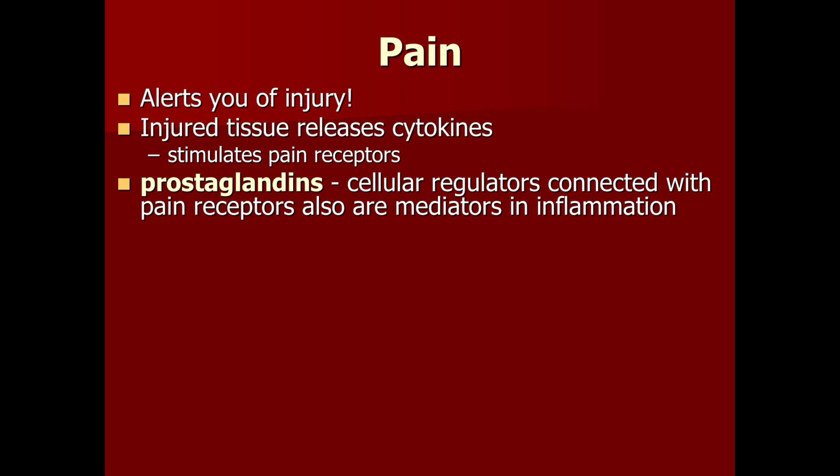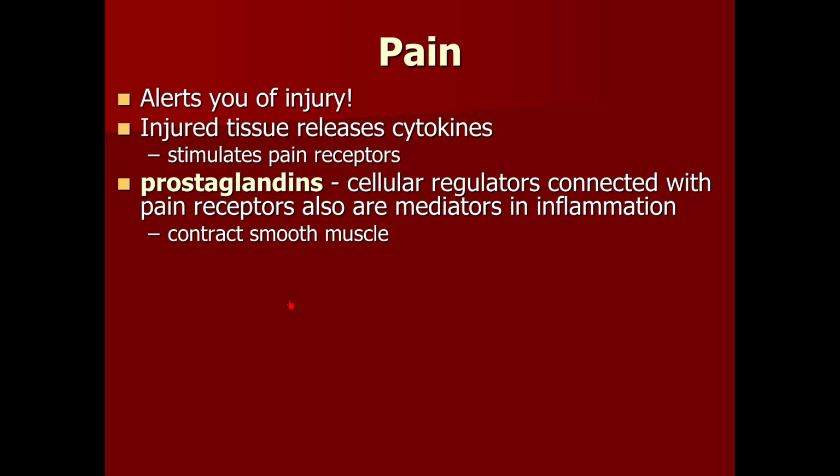Prostaglandins are the big ones. These are cellular regulators which are connected to pain receptors, and these prostaglandins will also help mediate an inflammatory response, right? These prostaglandins will contract smooth muscle. Now, why is that important? Well, you cut off a finger, right? Why would you want to contract all the smooth muscle in the area of the tissue damage? Well, smooth muscle is your arterial cell walls, and if you contract those, you can slow down bleeding, right?